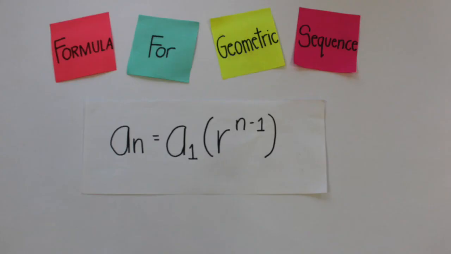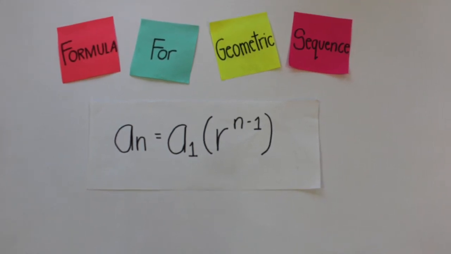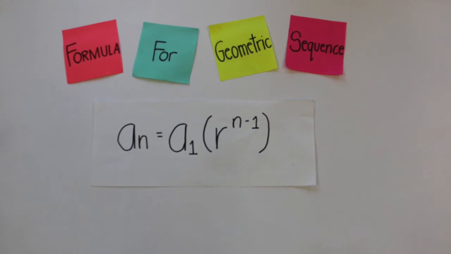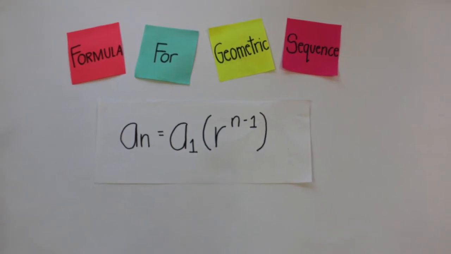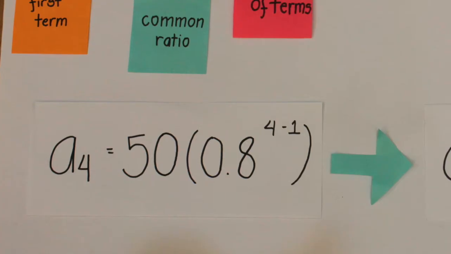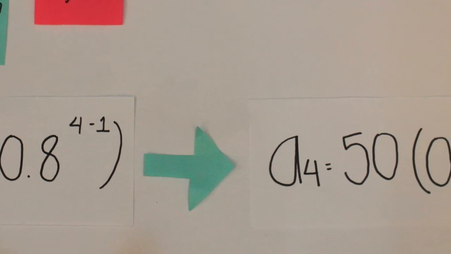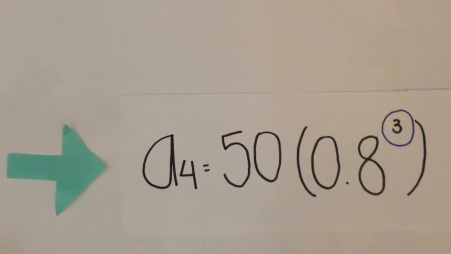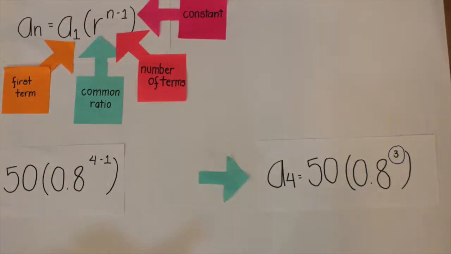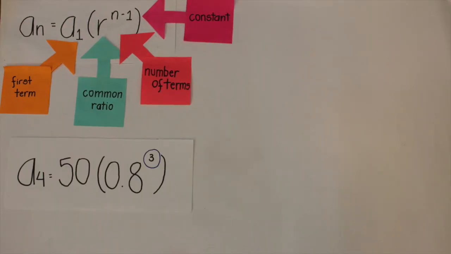Third step, you can now use your geometric sequence formula, which is a sub n equals a sub 1 times r raised to n minus 1. Your a sub n will be a sub 4, since you're looking for the fourth swing. Your a sub 1 will be 50 because it is your first term. Substitute your r to the equation, which is 0.8. Lastly, your n will be 4.